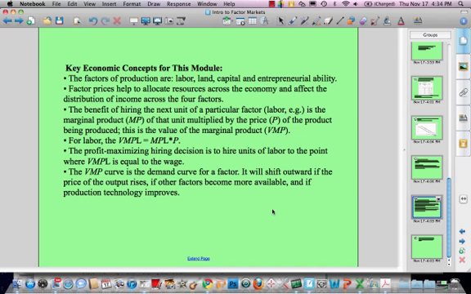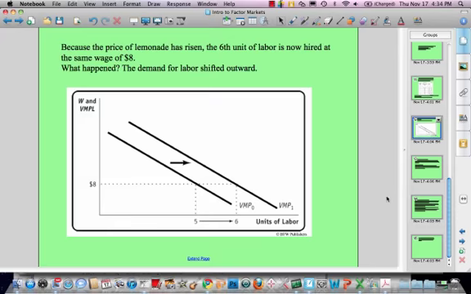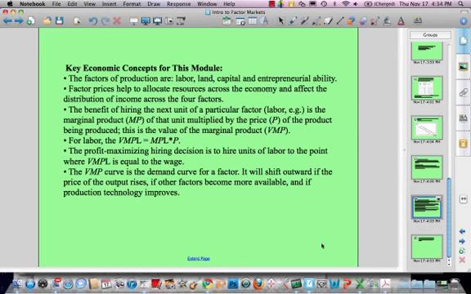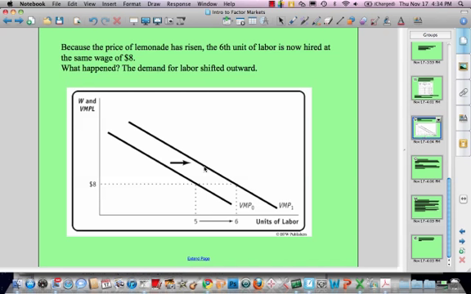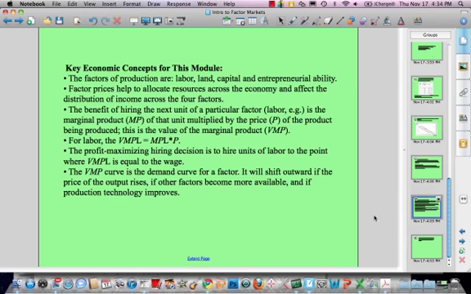Also, the value of the marginal product curve, this curve is also the demand curve for that factor. It will shift outward if the price of the output rises, as we saw here, price of the output rising, and that was the price of the cup of lemonade. And if other factors become more available. So we talked about that labor getting the hammer in his or her hand, and also if production technology improves.